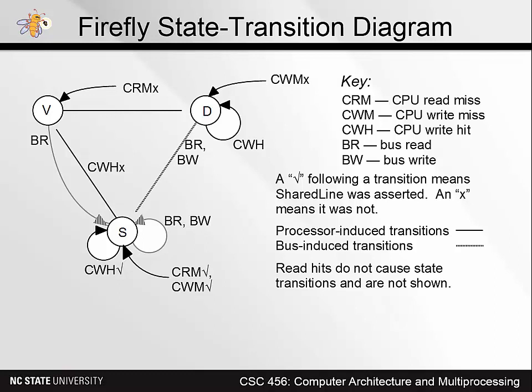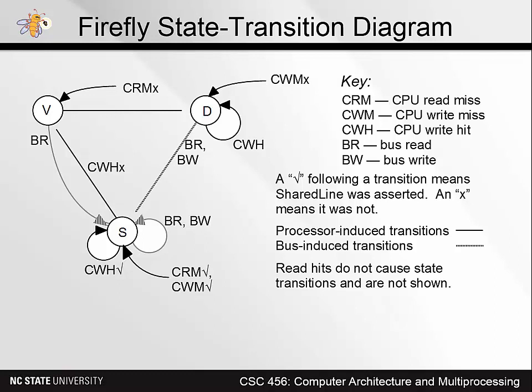If there is a processor read miss, called in this diagram CRM for CPU read miss, and the shared line is not asserted, then the block is brought into the cache in valid state. If there is a CPU read miss and the shared line is asserted, the block is cached in state S. If there is a CPU write miss and the shared line is asserted, the change is written through to main memory and the block is cached in state D. If there is a CPU write miss and the shared line is not asserted, the block is cached in state D. In this case, the write is not written through to main memory.